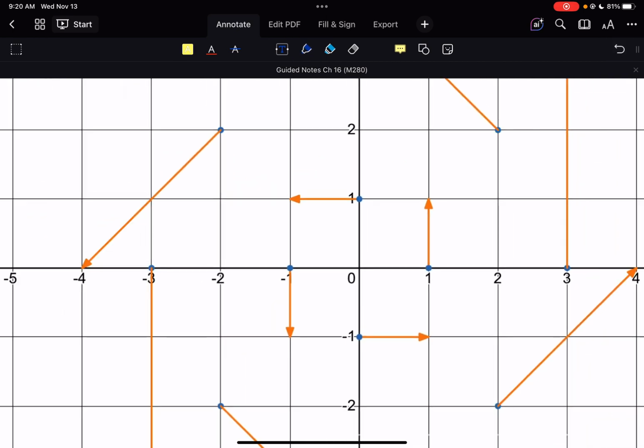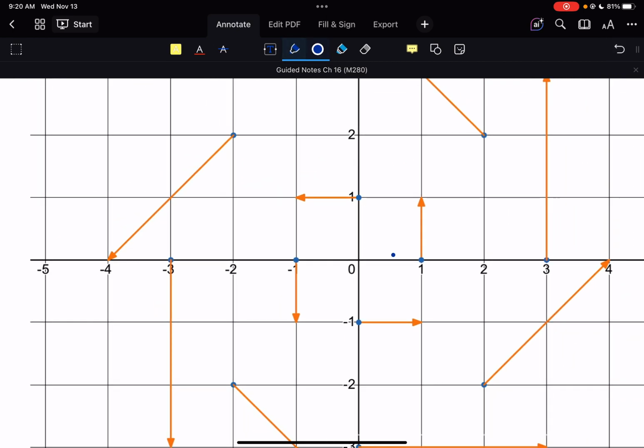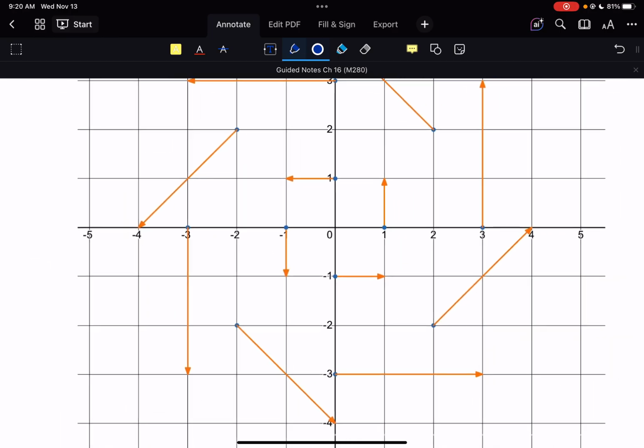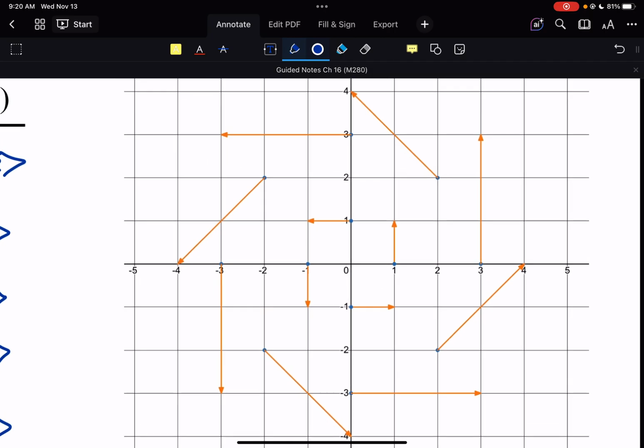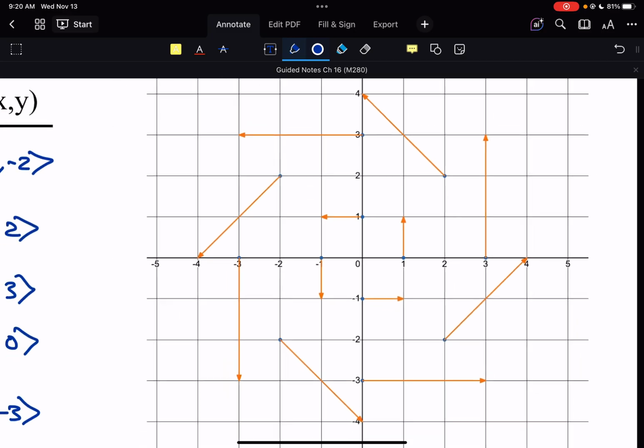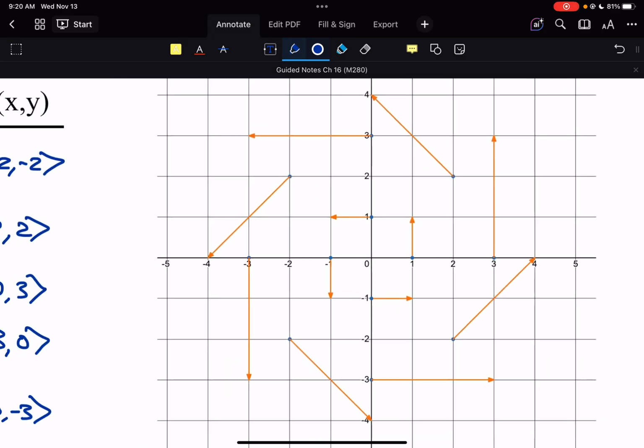And then we go out, right? There's all of the 2, 2, -2, 2, -2, -2, 2, -2, and all of the 3, 0, 0, 3, etc. So this gives us a general sense of the pattern of this vector field without having to graph every single point. So we just kind of have a sample here, but we can see the general flow.